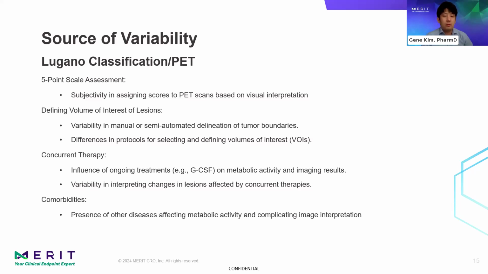Also, defining the volume of interest of the particular lesions through the PET scans is another potential factor. Where the margin or the contour should be defined, those types of margin settings are also another issue. And also for the PET imaging itself, many concurrent therapies or comorbidities alter the metabolic activities and can increase the signal uptake in the images, which can mimic tumor or other presentations and complicate the reading process, adding variability and a confounder.